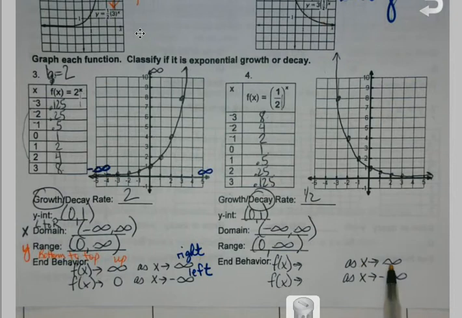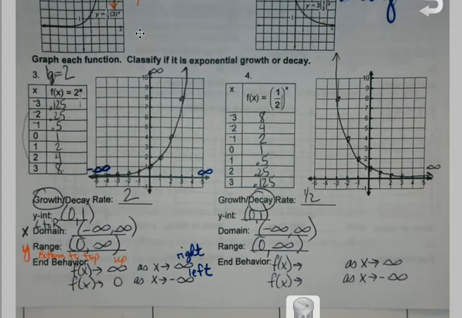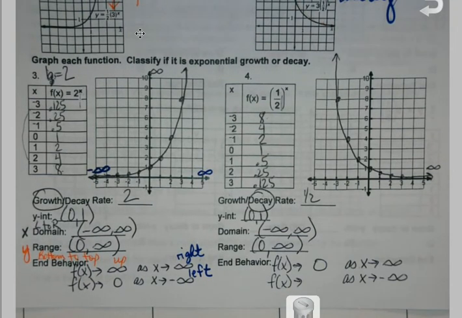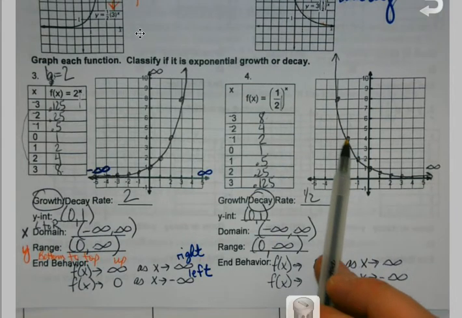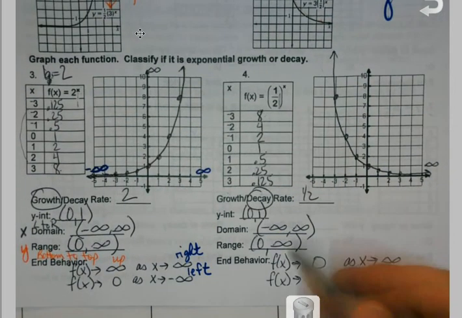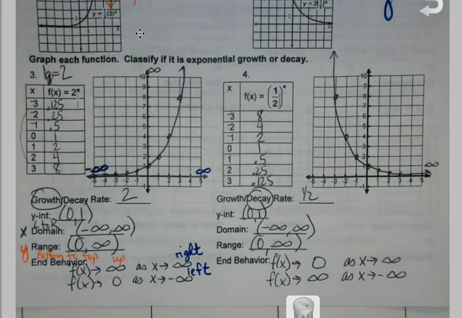As x goes to the right, as x heads to positive infinity, what's y approaching? 0. So it looks like we might be doing a flip-flop from number 3. As x approaches negative infinity, or goes to the left, y approaches infinity. So basically, we just flipped them. But again, take the time to just look at them, and then it makes life a little bit simpler, okay, with my end behavior. This is something we'll be doing a lot of as we work through these.